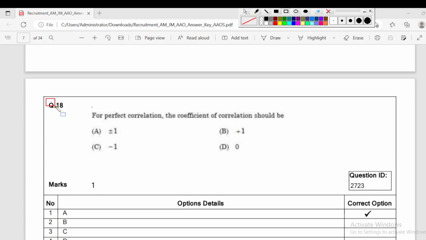Question number 18. For perfect correlation, the coefficient of correlation should be: option A plus minus 1, option B plus 1, option C minus 1, and option D 0. Option A is correct. Plus minus 1.